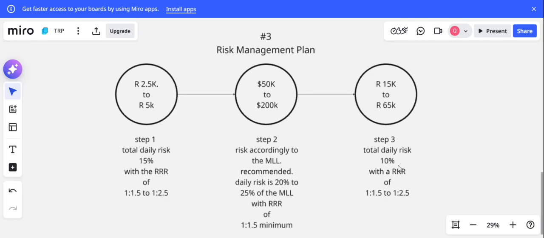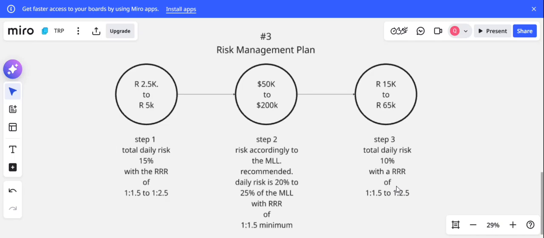Step three, total daily risk 10% with a risk to reward ratio of 1 to 1.5 to 1 to 2.5. Right? So this is helping you to get to the initial goal of what you want to do. So if I risk 10%, right, that means I genuinely need about two winning trades for me to be able to extract the profits that I make from that 10%. Right? So it makes it easier when you understand the numbers game.